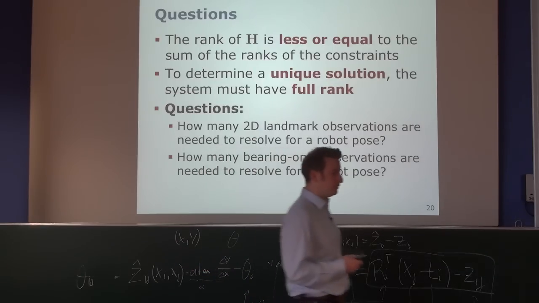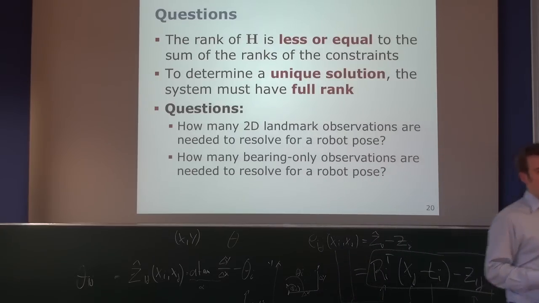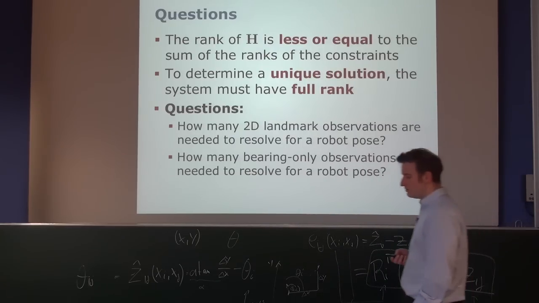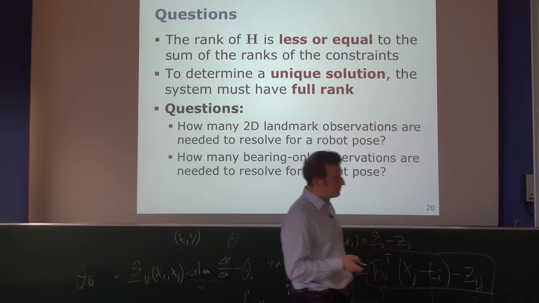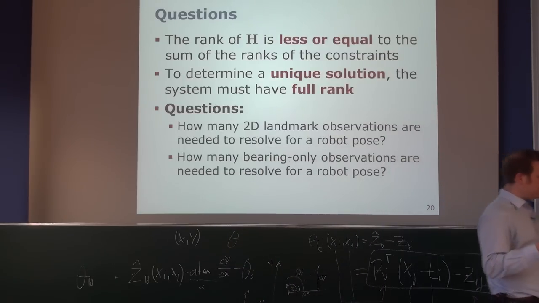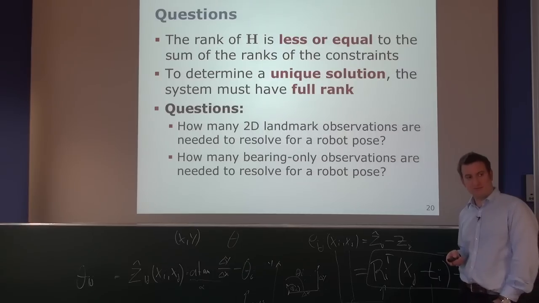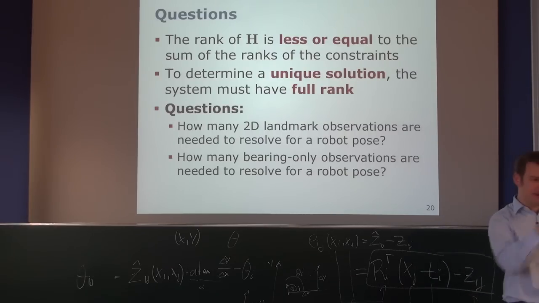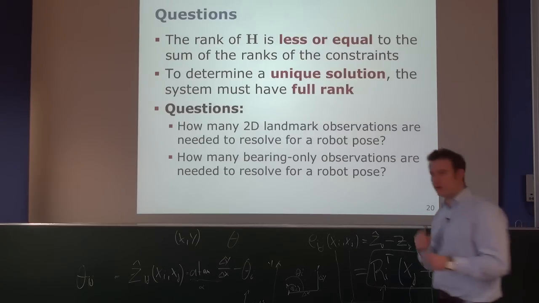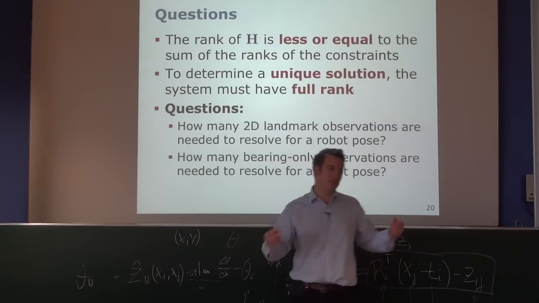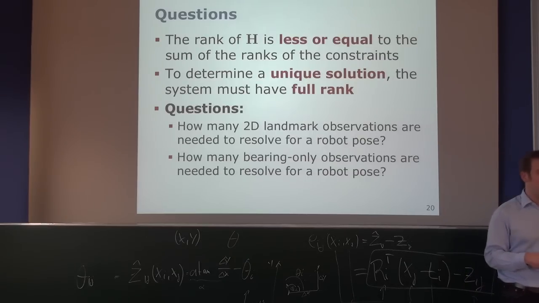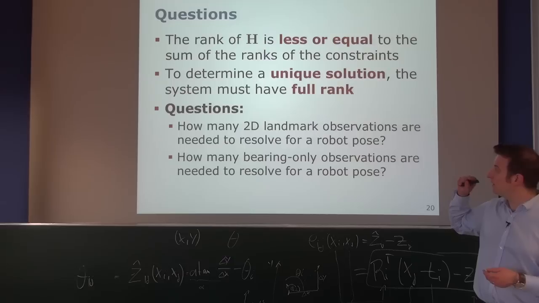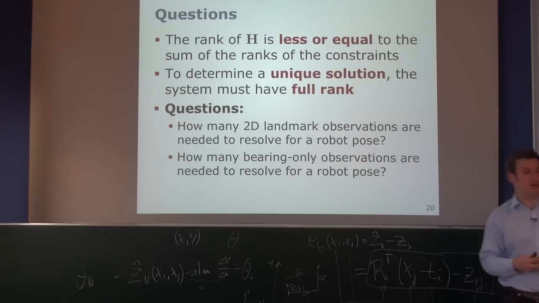Three. Why three? Because the intersection of two circles gives two solutions, and then the third one resolves it. But consider that the orientation is constrained to be on that circle. So typically two are fine. There may be some degenerate configurations, for example if the landmarks are at exactly the same position, then it doesn't work. But typically two are sufficient because you have a rank 2 constraint and three dimensions for the robot's pose to identify. So two are typically sufficient.